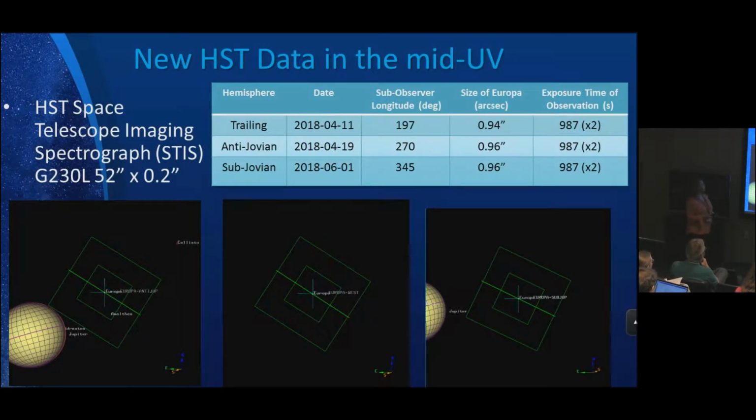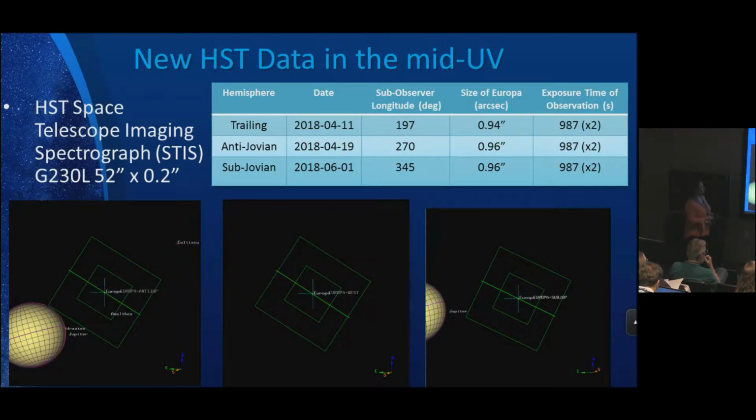We used the Space Telescope Imaging Spectrograph, or STIS, and we had proposed to look at all four hemispheres: anti-Jovian, trailing, sub-Jovian, and leading hemisphere. Unfortunately, during the leading hemisphere observation, there was a gyro issue, and the observations weren't able to be taken. Hopefully, Hubble's going to come out of whatever issue it's having right now, and we will get that data next year.